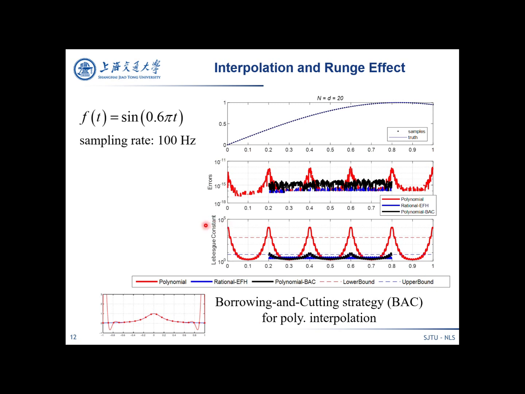In contrast, the EFH rational interpolation in blue performs much better. You may have noticed there are extra results in black. They are for the special BAC borrowing and cutting policy that uses neighboring nodes beyond the interval boundary for interpolating, but only keeps the interpolant segment on the original interval, in view of the fact that the Runge effect has relatively little influence on the middle part.